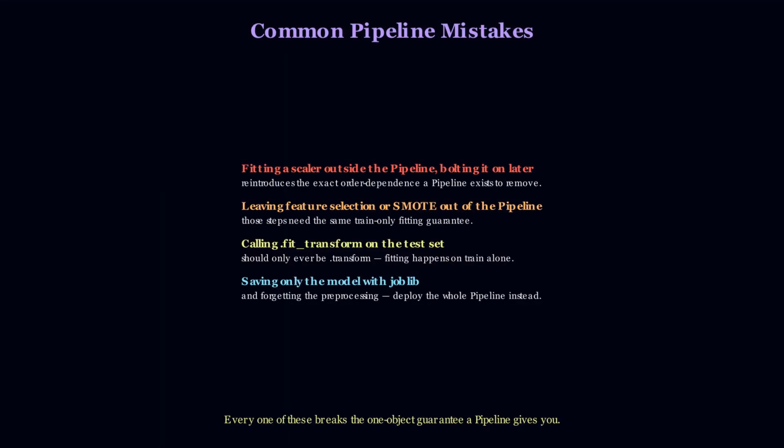Fitting a scaler outside the pipeline, then bolting it on later. Leaving feature selection or SMOTE out of the pipeline entirely. Calling .fit_transform on the test set instead of just .transform. Saving only the model with joblib and forgetting the preprocessing. Every one of these breaks the one object guarantee a pipeline gives you.